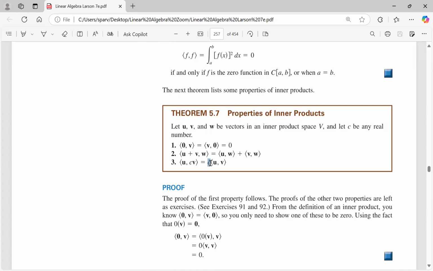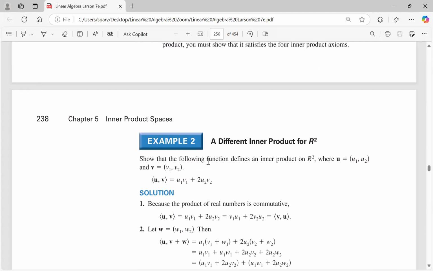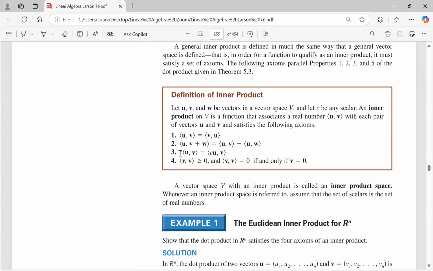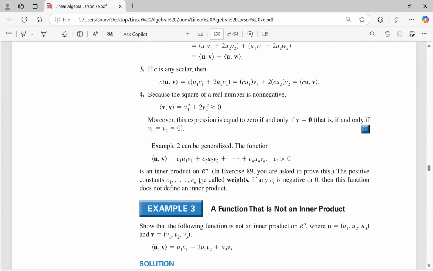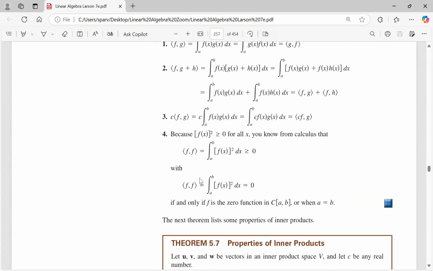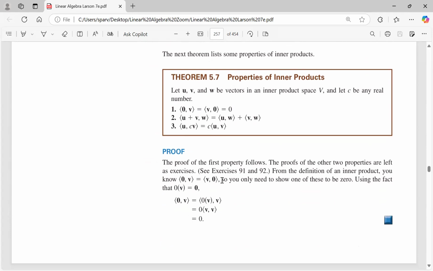If you have C times the dot product of U and V, you can multiply C times V. Remember, up here we multiplied, look at this number 3. Didn't we multiply C times U? So you can do either or. You can multiply C times U or C times V. And those are the properties here.